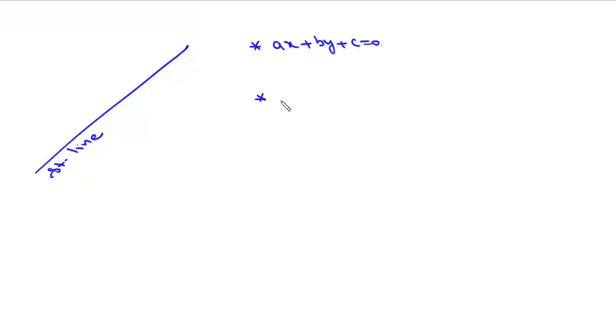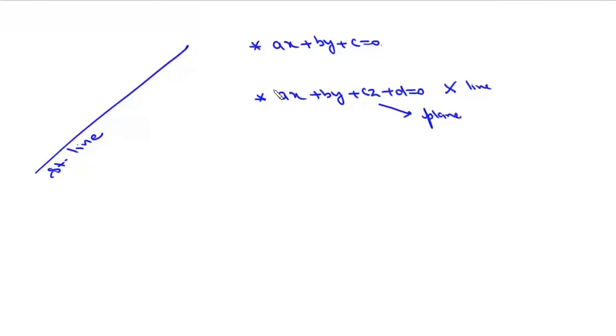Now we'll come to equation of a straight line. Now a straight line in 2 dimension is characterized by a linear equation ax plus by plus c equals 0. Now in 3 dimension, this linear equation ax plus by plus cz plus d equals 0 doesn't represent a line. It actually represents a plane.